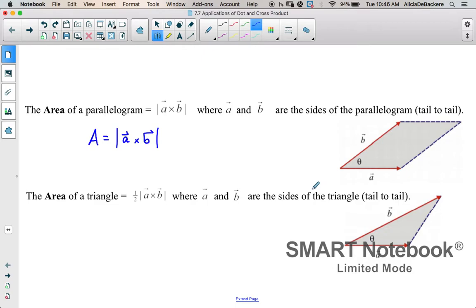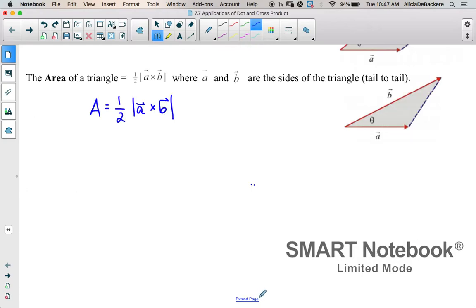Similarly then, the area of a triangle, you can imagine here I would just be cutting the parallelogram in half. So the area of the triangle is just half of the area of the parallelogram, so half of the magnitude of the cross product. And here, when you look at a triangle, when we talk about vector A and vector B being two of the sides, I want you to imagine that vector A and vector B could be two different sides.